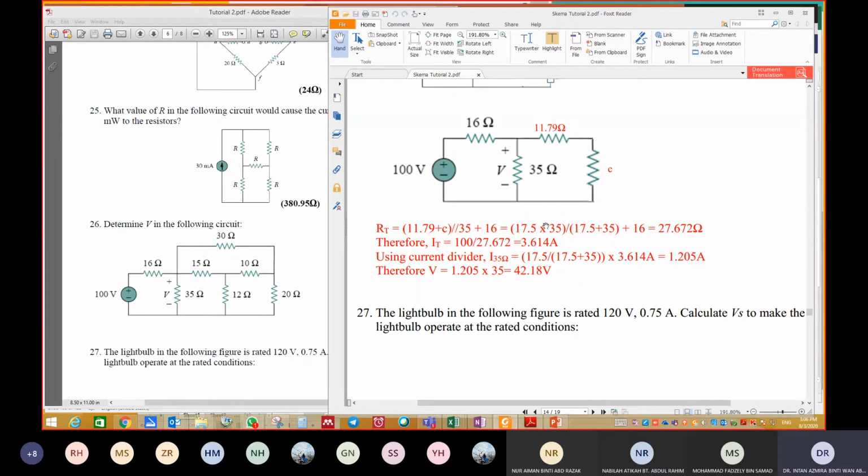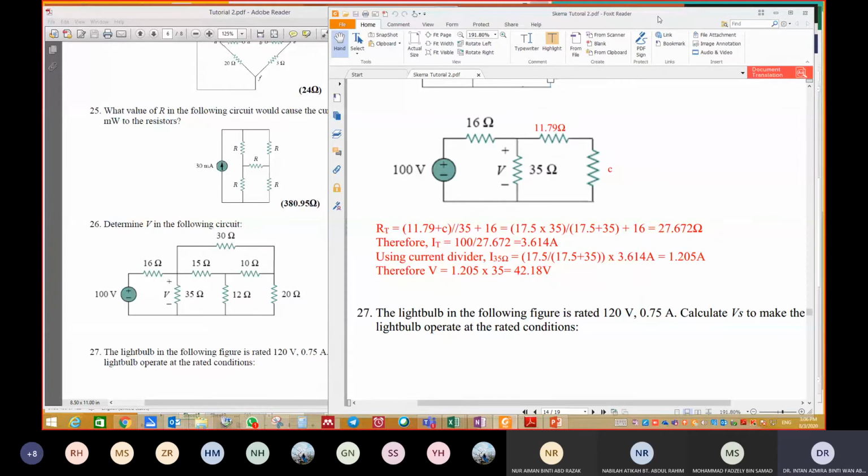Or you can also solve this by using the voltage divider principle. But you have to solve for this parallel circuit. I think this is the best way to find the current that flows through 35, and then by using Ohm's law, you can find the V here.